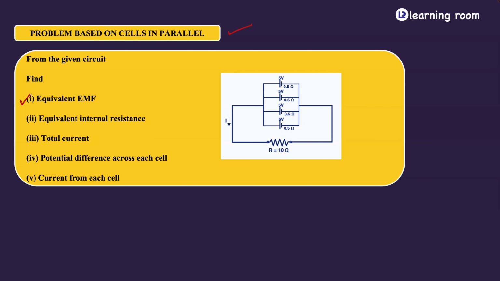When I talk about equivalent EMF, the first thing is whenever you need the equivalent EMF in parallel, you always first need to know the equivalent resistance. So what is 1 by R equivalent in this case? All the 4 resistors are of the same value. So it will be 4 divided by 0.5. Why is it so? Because 1 by R1 plus 1 by R2 plus 1 by R3 plus 1 by R4. So 4 divided by 0.5 will be 8, which implies R equivalent will be equal to 1 by 8 ohm.